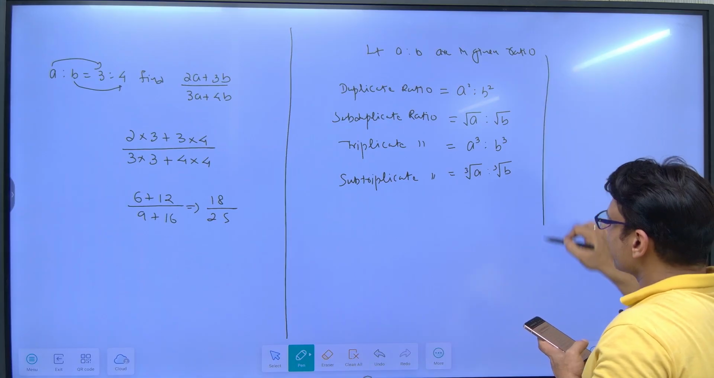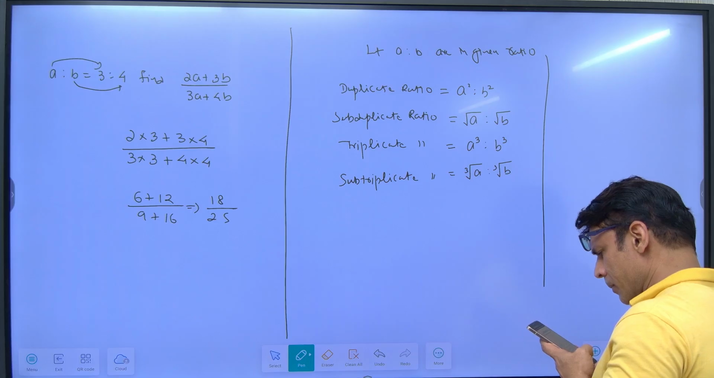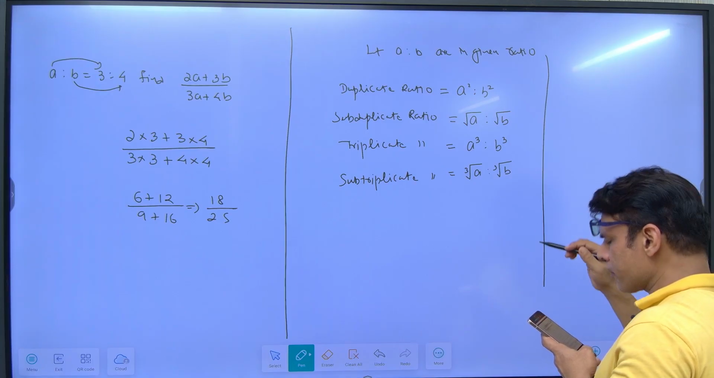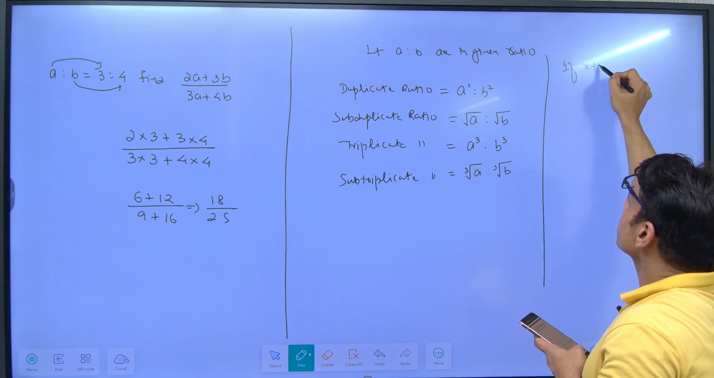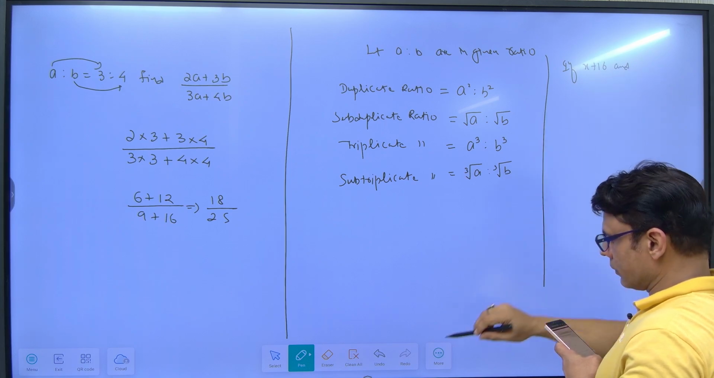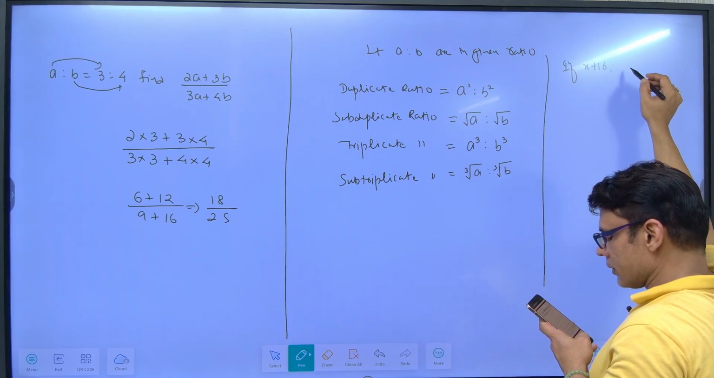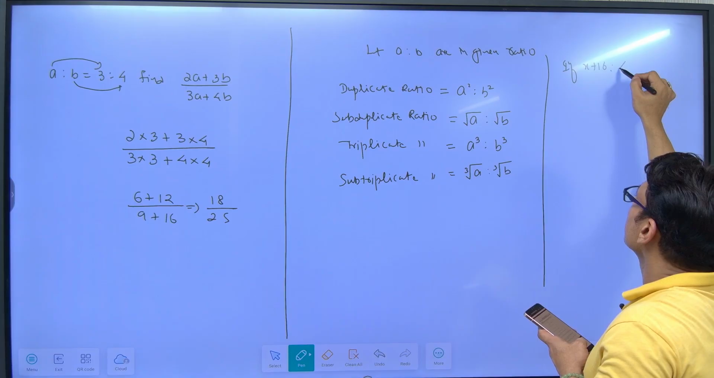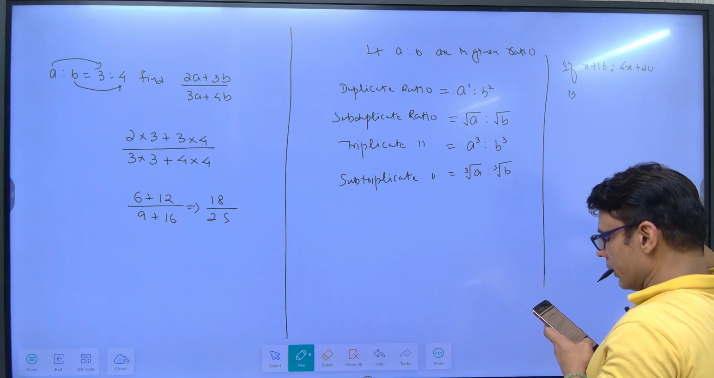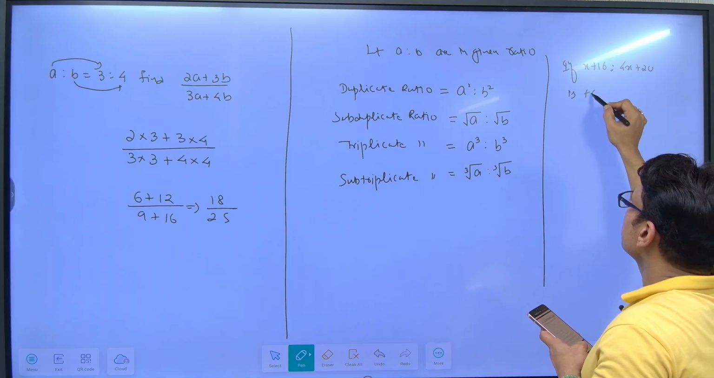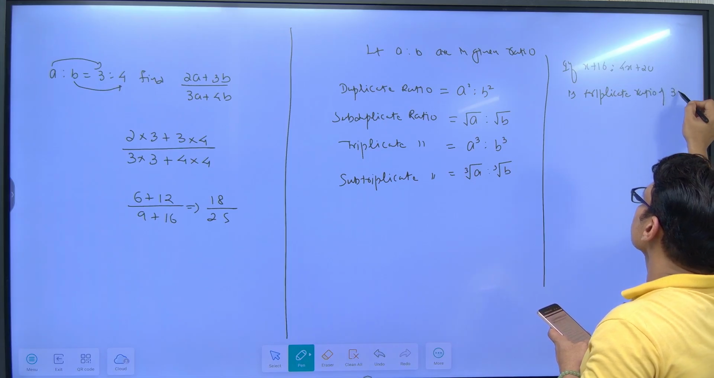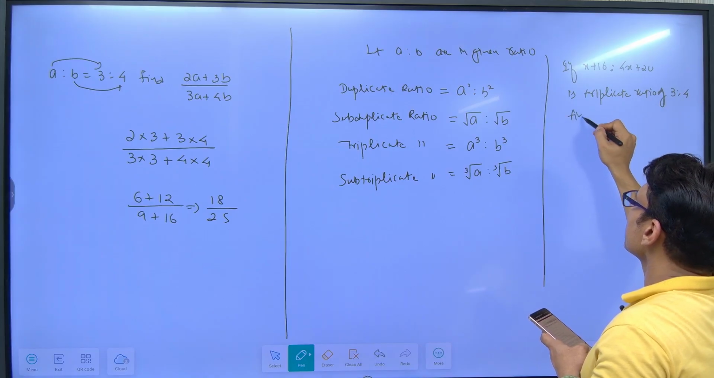So there is a question on this. It says that the question is, if x plus 16 is to 4x plus 20 is the triplicate ratio of 3:4, then find x.